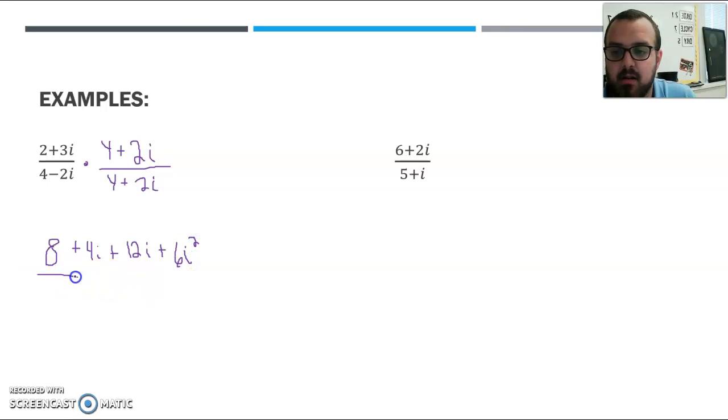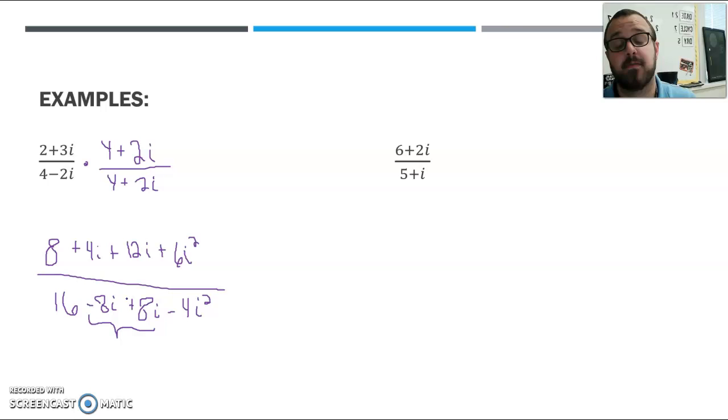And in the denominator, I'm going to FOIL it as well. So I'm going to get 16, minus 8i, plus 8i, minus 4i squared. And what you should notice, again, is that these two terms are going to cancel out, getting rid of that i term for us. And then negative 4i squared, obviously, we can simplify.